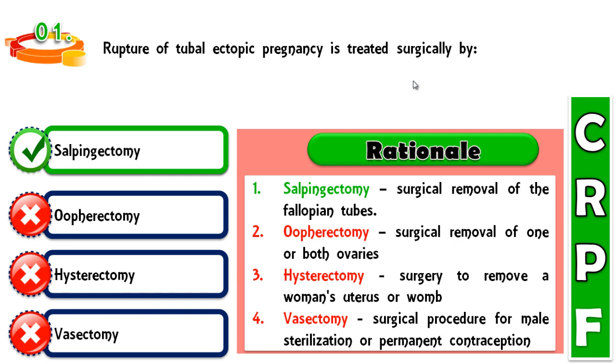Salpingectomy is the surgical removal of the fallopian tube, whereas ectopic pregnancy commonly happens in the fallopian tubes. So when it is happening in the fallopian tube, the tube can be removed completely. The other options: oophorectomy is the surgical removal of one or both ovaries, hysterectomy is the surgery to remove the woman's entire uterus, and vasectomy is the surgical procedure for male sterilization or a permanent contraceptive method.